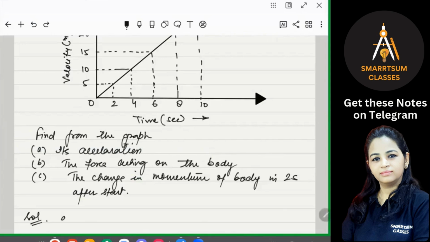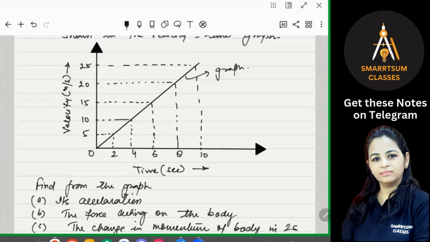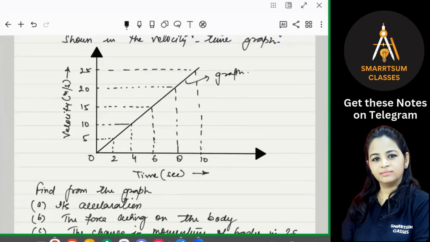So in the first part, as you can see, you have to find the acceleration. So when you are given a velocity time graph, what does the slope give you? The slope of the graph will tell you what? The slope of this graph, Anvi, what does it tell? Yeah. So see, this is a velocity time graph. If you find out the slope of the velocity time graph, it will give you acceleration. Are you getting that?